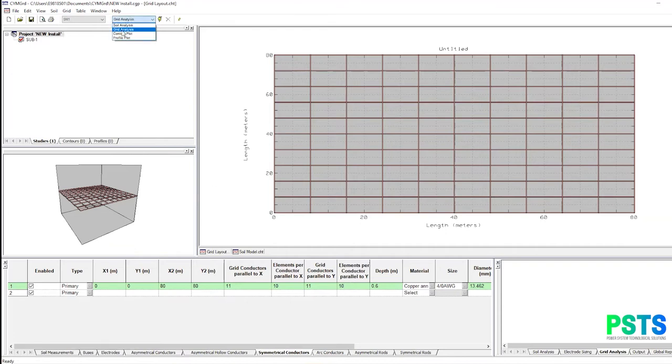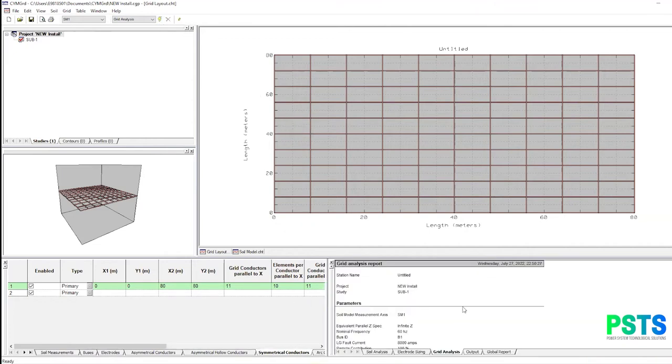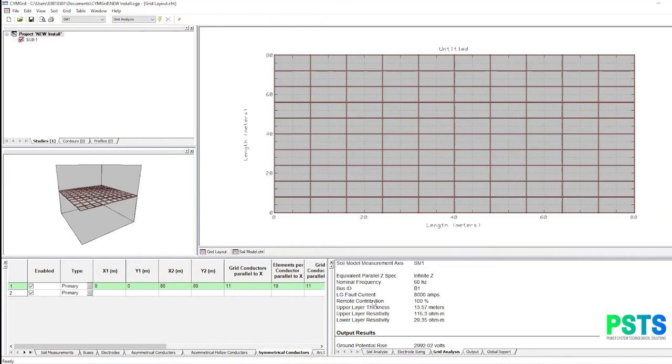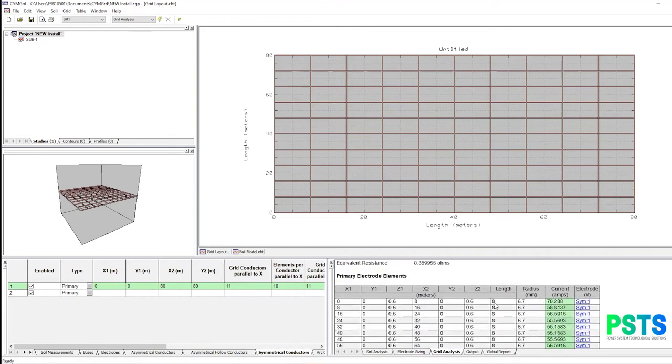Now I'm ready to do a grid analysis. I'll do this and then I'll open it up for questions. So again, it did it. The program found my ground potential rise at almost 3000 volts, which is very good because based on standards it should always be below 8 or 5000 volts, depending on the company and the standard. So it's less than 5000. And the ground resistance is 0.35, less than 1 ohm. Sometimes they require less than 2 ohms or less than 1 ohm, but this looks good.